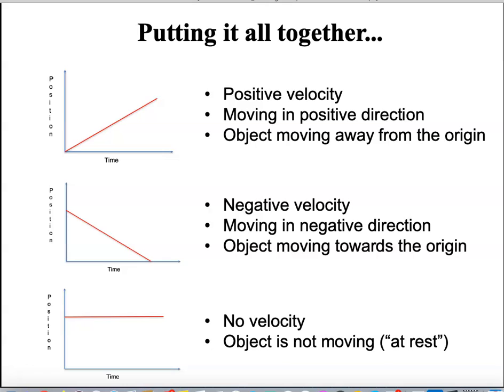Okay. So if we put it all together, in this top graph, this positive slope has a positive velocity. It's moving in the positive direction. It's moving away from the origin. This negative slope means it's a negative velocity, moving in the negative direction. The object is moving towards the origin. And this slope right here, which is 0, means no velocity. The object is not moving, it's at rest. And that is our presentation.